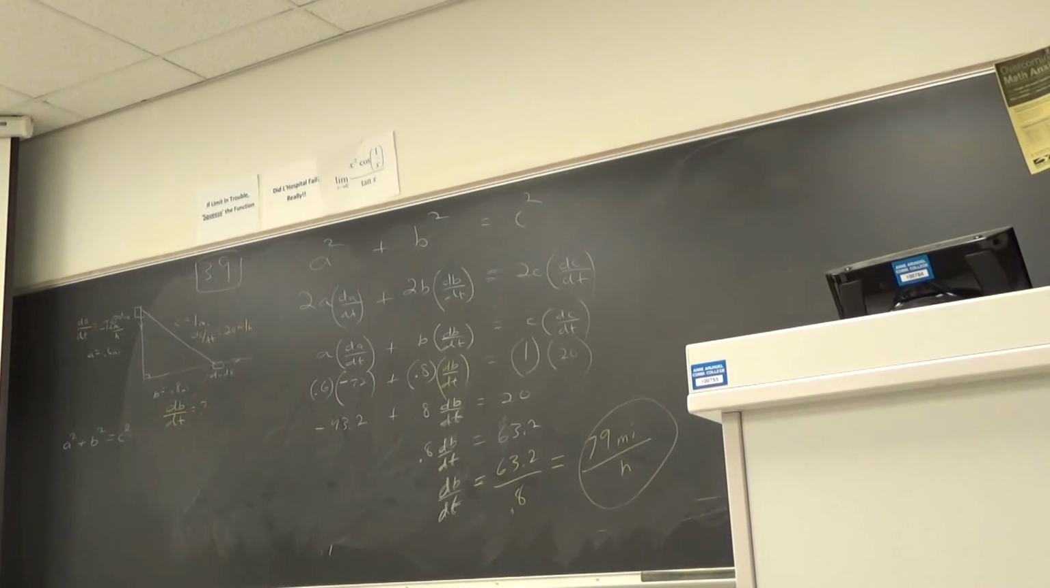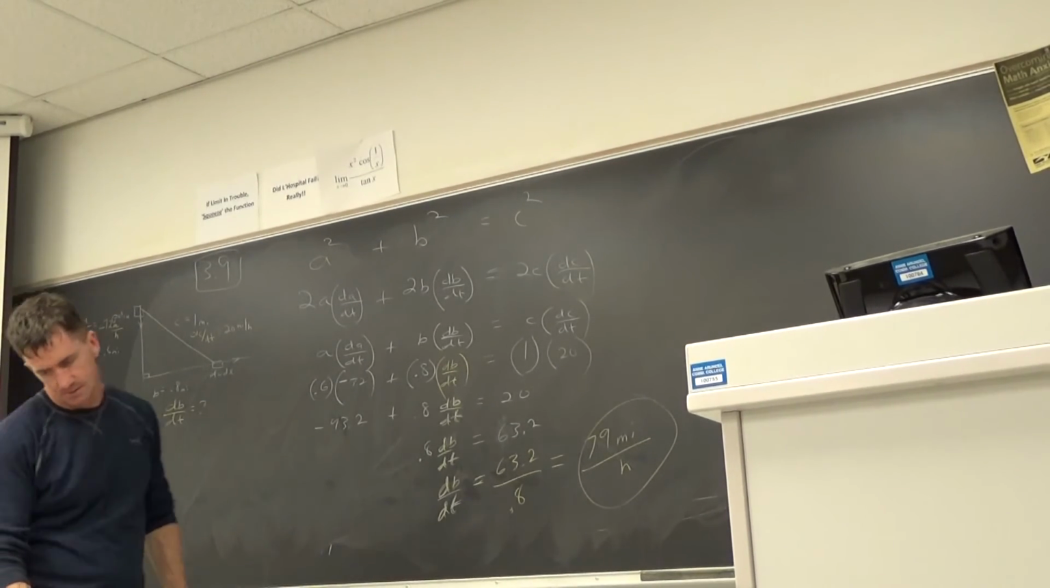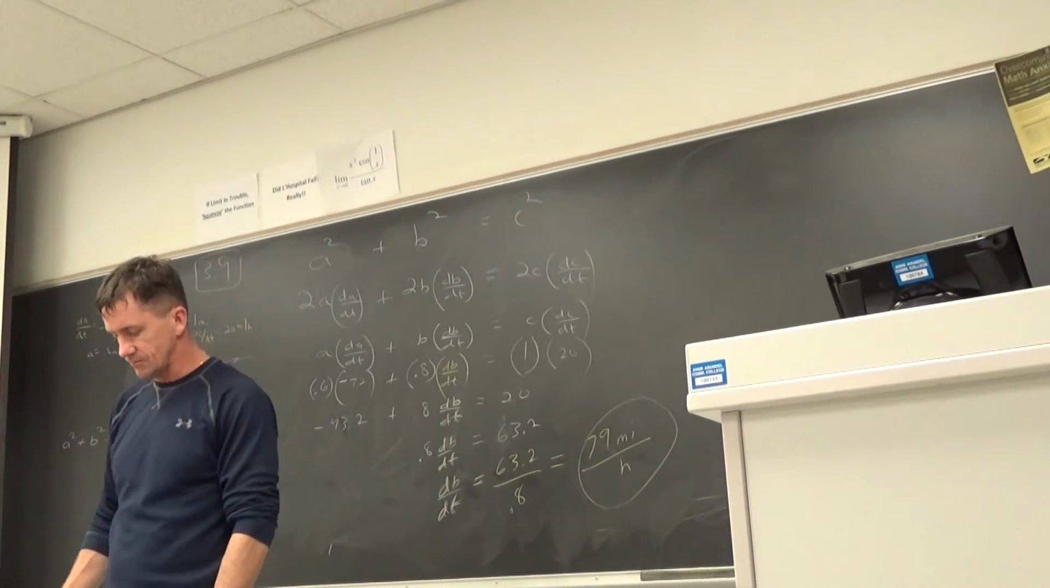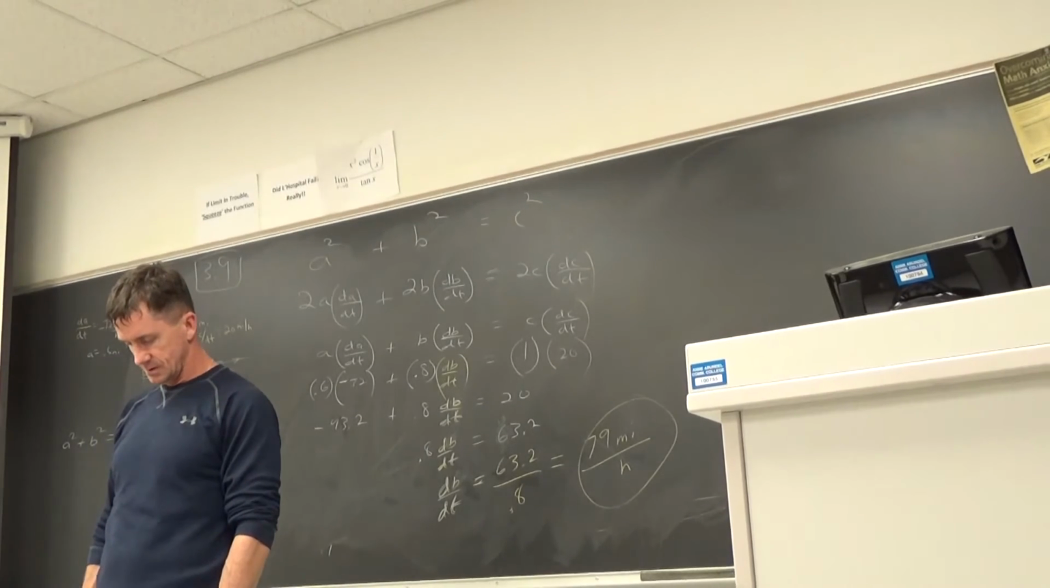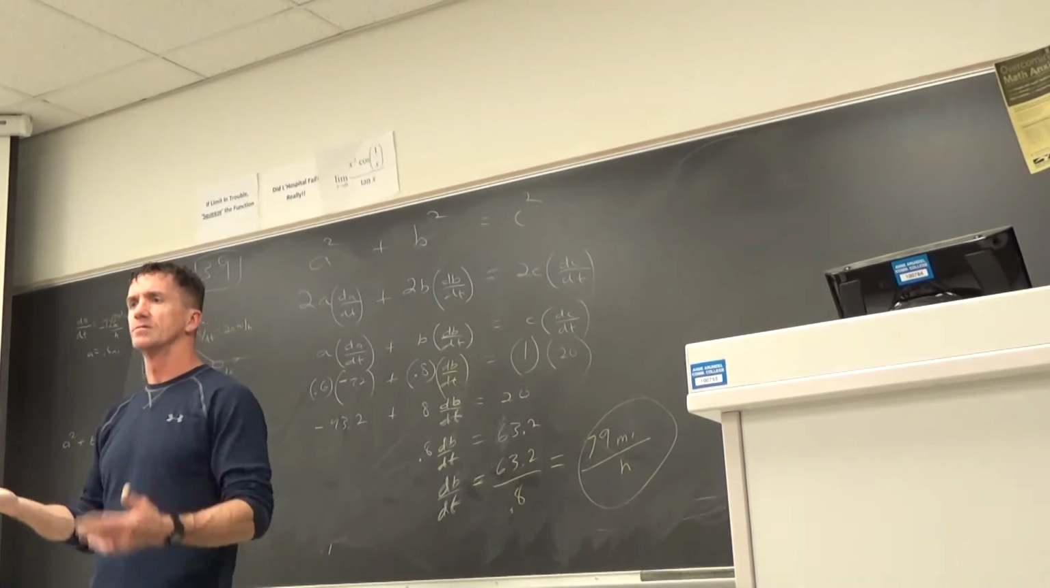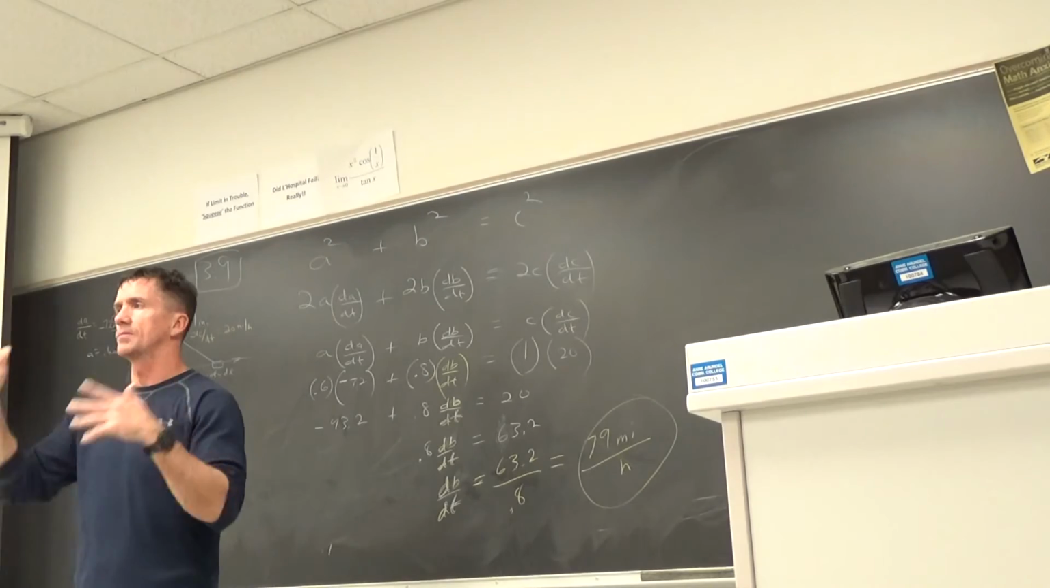Try the second one. A ladder 13 feet long is pressed against the vertical wall. The ladder slides away. Make a picture though. You always start out by drawing a picture.